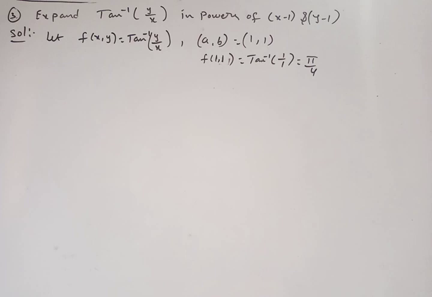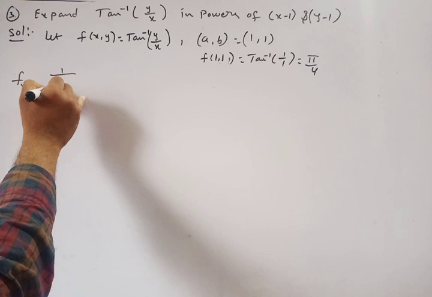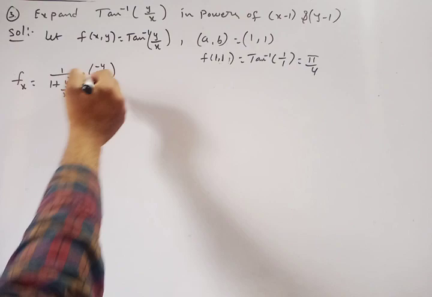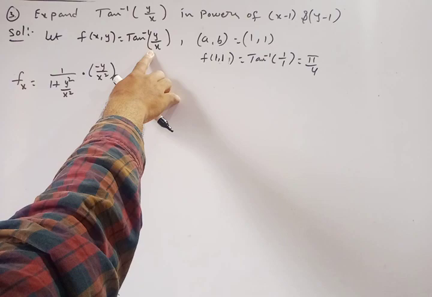Partially differentiate with respect to x. First, fx. Tan inverse x differentiation is 1 by 1 plus x square. Means y square by x square, into chain rule differentiation of y by x, which will give you minus y by x square. Be very careful. In place of x, we have y by x, so y square by x square. Again, chain rule differentiation of y by x: y is constant, 1 by x differentiation is minus 1 by x square.